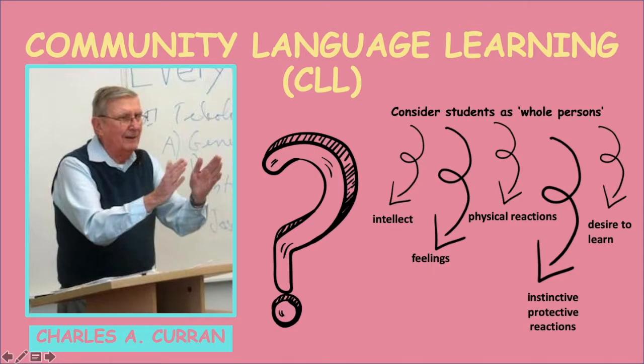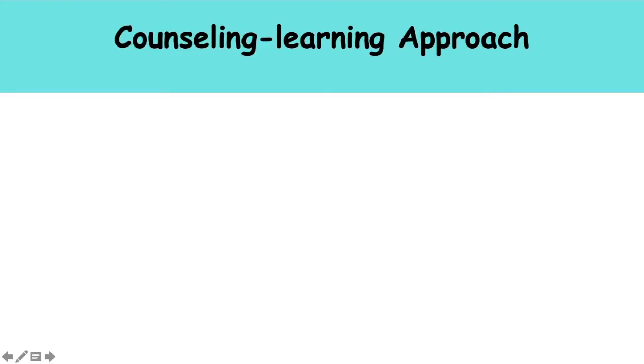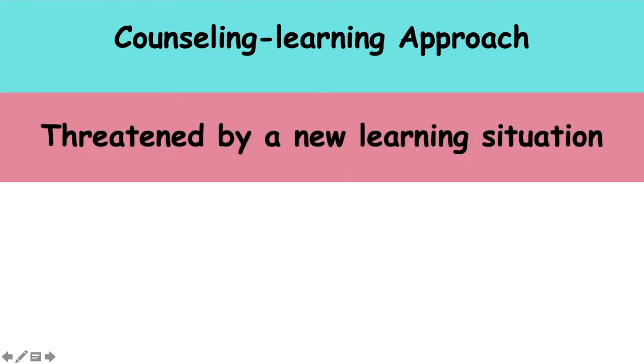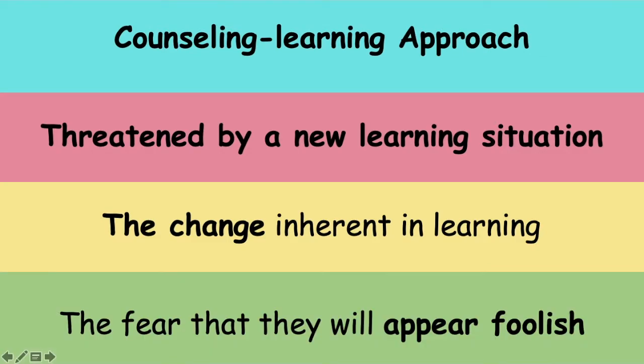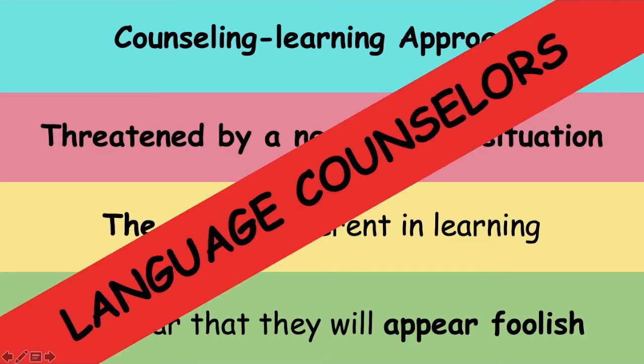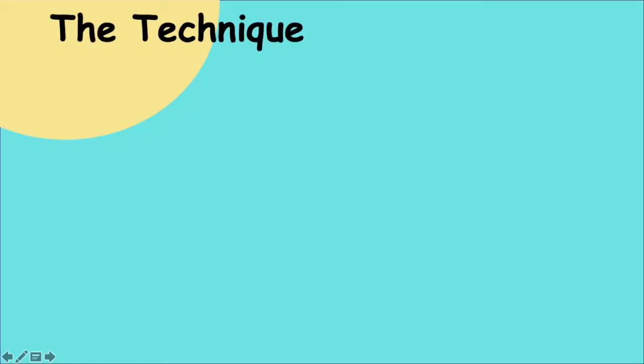This method takes its principles from the more general counseling learning approach, which was also developed by Charles A. Curran. He found that adult learners often feel threatened by a new learning situation. They are threatened by the change inherent in learning and by the fear that they will appear foolish. Curran believed that a way to deal with the fears of students is for teachers to become language counselors. In CLL, whatever methods are in line with the whole person approach can be adapted. In this video, I'm going to explain one of the techniques that can be used.